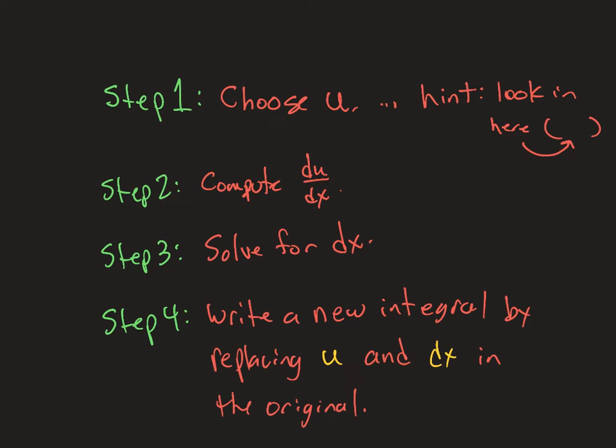After you choose u, step 2 is to get the derivative, du over dx. For step 3, once you have that derivative in step 2, you solve for dx. And then step 4 is we're going to write a new integral by replacing the u and the dx in the original. If everything goes well, the rest of the x's will cancel, and you'll have a new u integral that you can find the u antiderivative of. And then at the very end, write your answer with x by substituting the x back in. Okay, let's see it in action again.